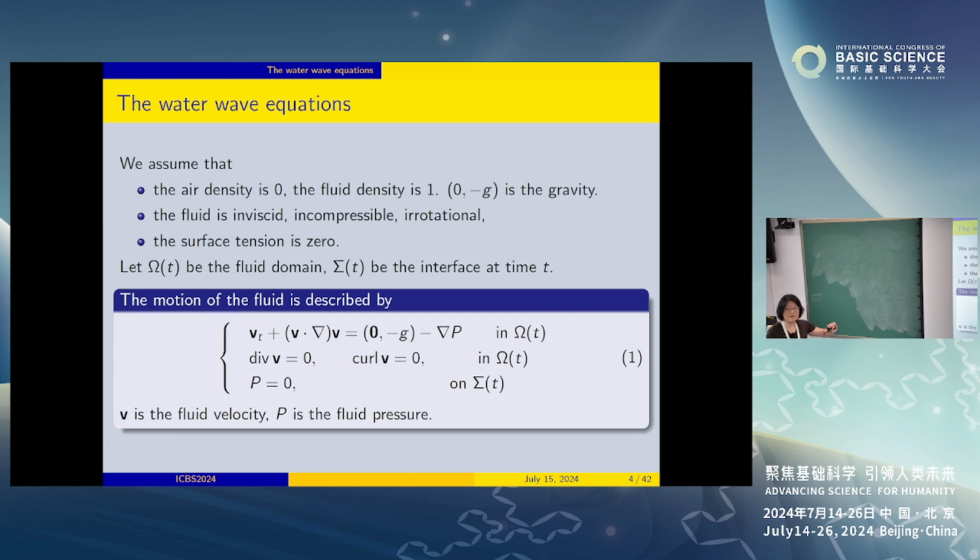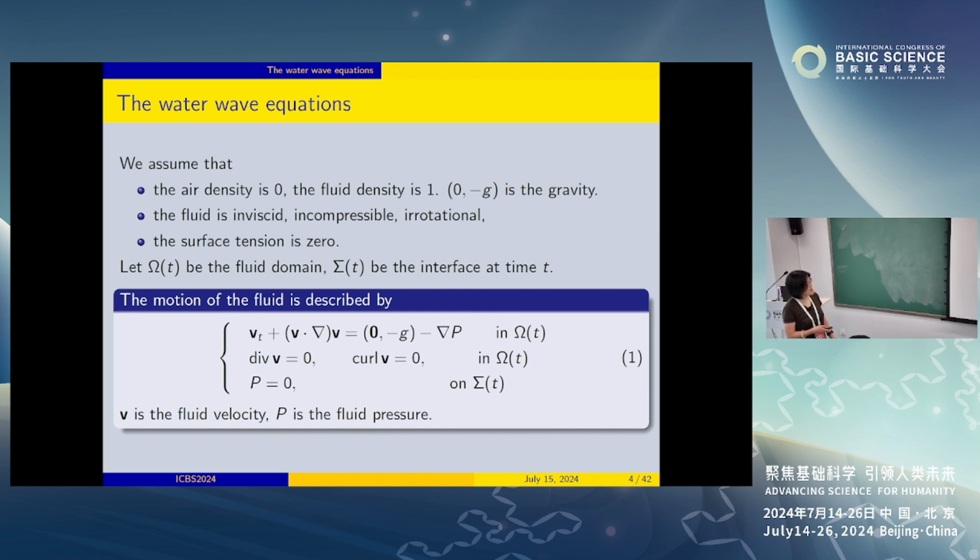So basically, we are looking at a very large scale, like in the ocean, okay? And we also assume the surface tension is 0. That means we are not going to care about small scale motion, like ripples, okay? So we just assume surface tension 0. And now the fluid domain will depend on time, right? If you imagine what's happening in the ocean, then Sigma t indicates the interface at time t.